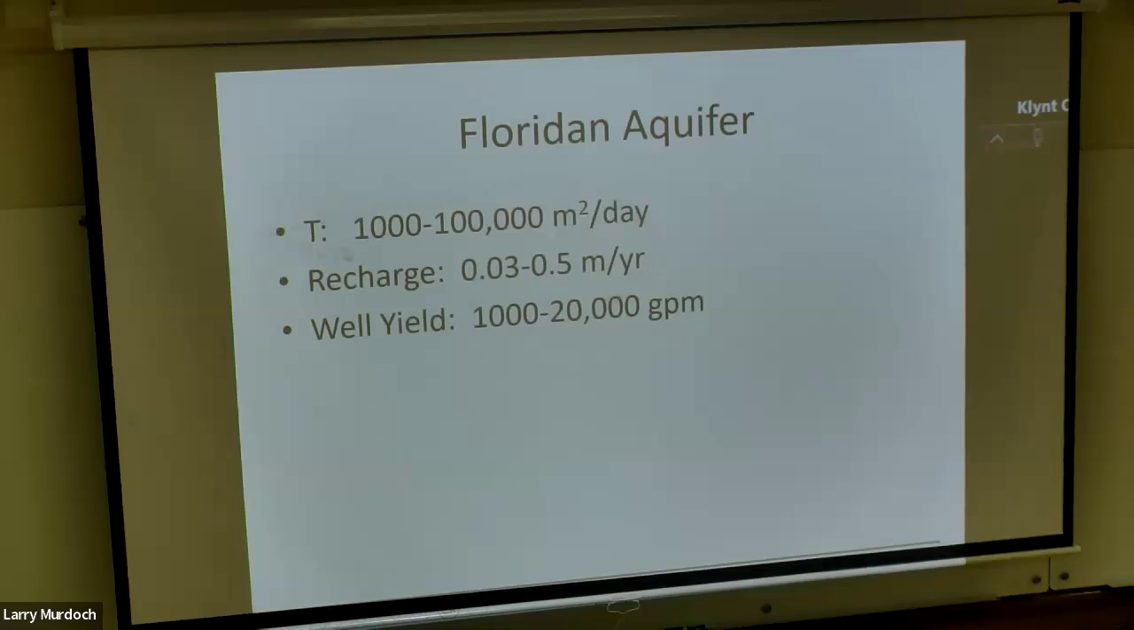Here's some specs on the transmissivity. I don't know if you remember when we looked at this for Piedmont, but Piedmont was down, I think, a max of 100. This starts at 1,000 and goes to 100,000 meters squared per day. And then the well yield, 1,000 up to 20,000 gallons per minute. So 20,000 gallons per minute, that's pretty much just limited by what pumps can do. And that's a super high flow.